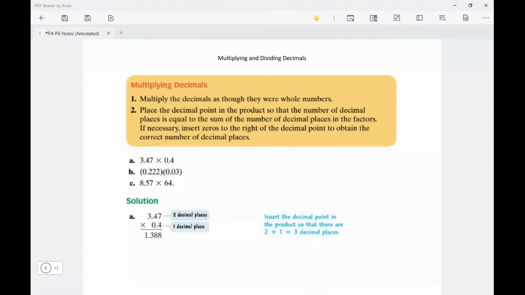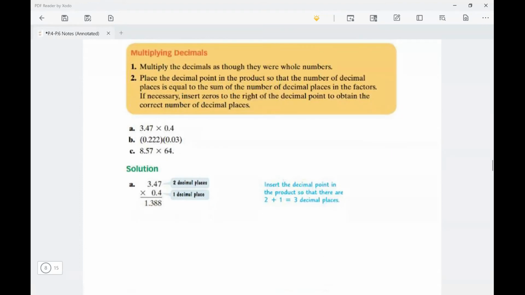Okay. Multiplying decimals. When you're multiplying decimals, if you want to, you can multiply them out kind of like they show in this solution here. You multiply them as if they were whole numbers, and then after that, you place the decimal point in the product such that the number of decimals is equal to the sum of the number of decimals in the factors. And then if necessary, you add zeros to the right of the decimal place to obtain the correct number of decimal places, right?